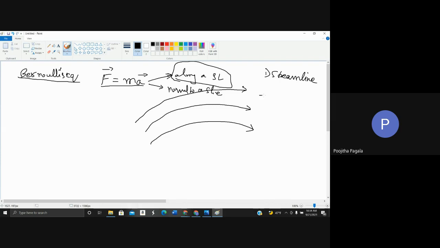For example, with two streamlines, you cannot take point 1 here and point 2 here. Both of them should lie on the same streamline. And it is applicable for steady flow. And the flow should be incompressible.